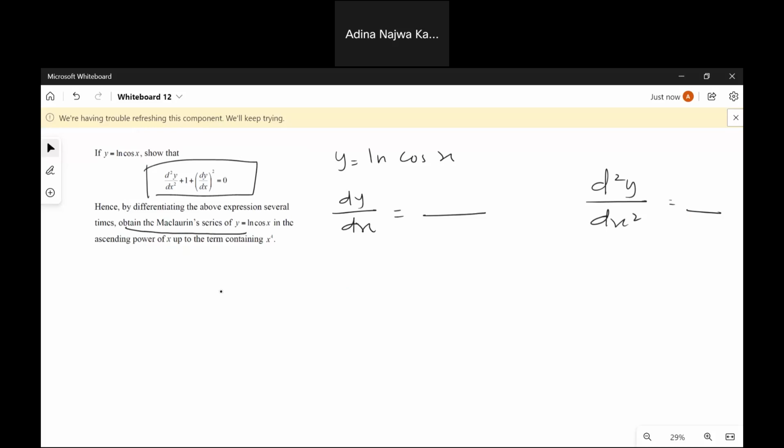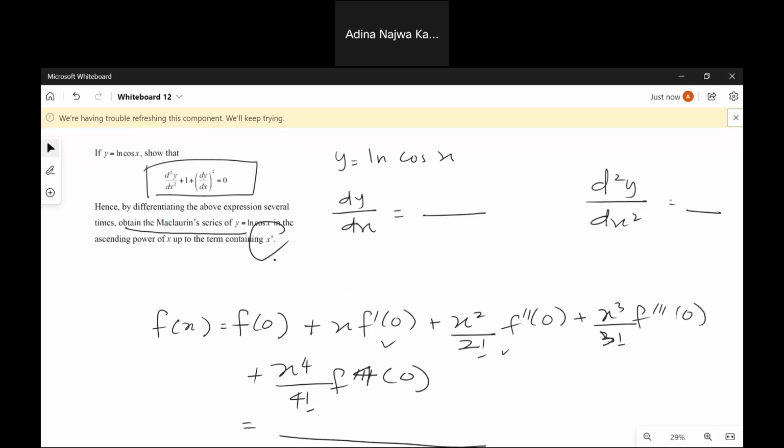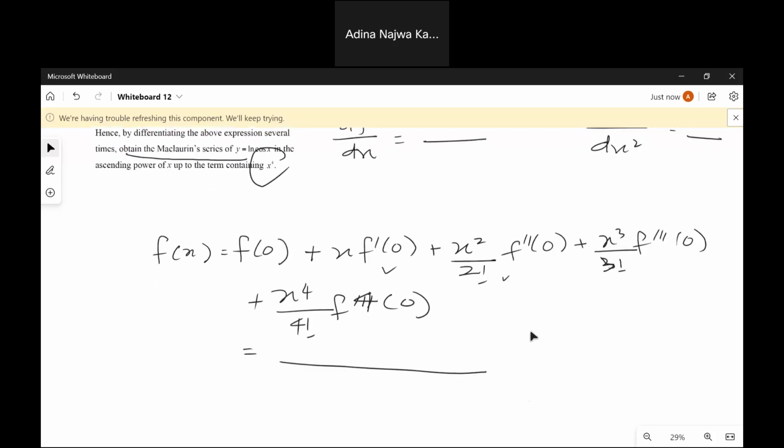Which means that this is the formula. f(x) is equal to f(0), Maclaurin series, so a is always 0, plus x times the first derivative, plus x squared over 2 factorial times the second derivative, again, then x cubed over 3 factorial times the third derivative, up to the term containing x to the power 4. So something like this. The first and second are already solved here. You just substitute x equal to 0. And then for the third and fourth, you have to differentiate 2 more times.